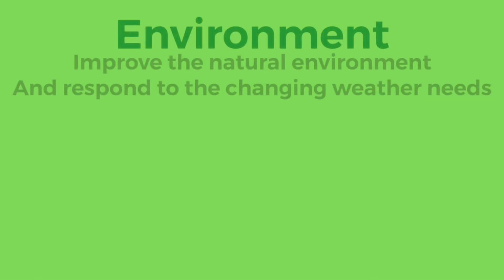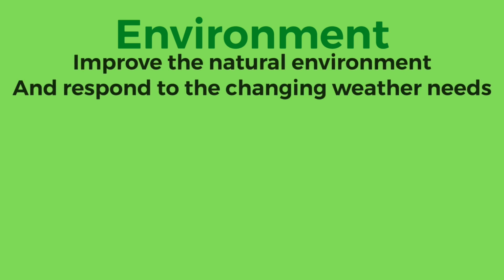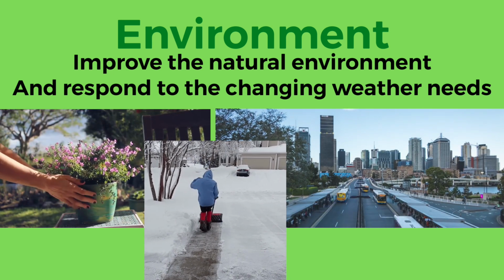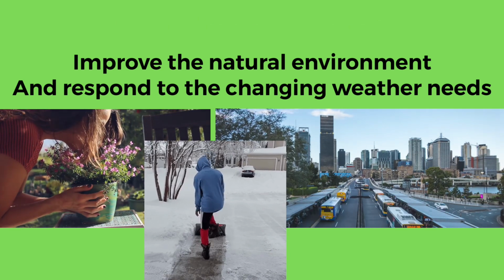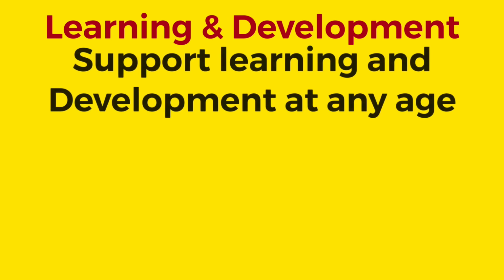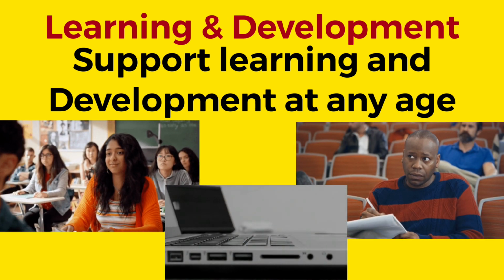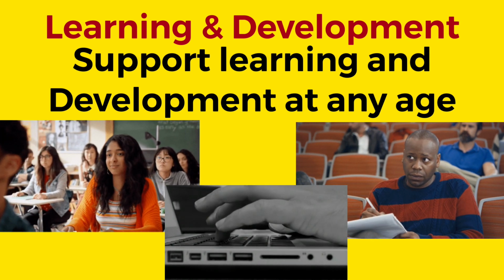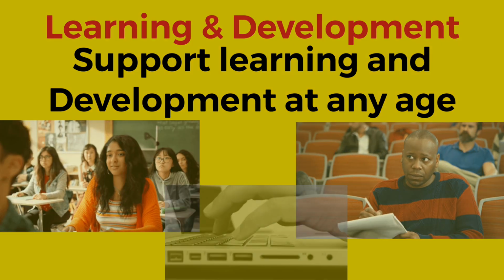Then you have environment. These are the projects that improve the natural environment of Central Providence and respond to the changing weather needs. So that would include things like litter cleanups, tree plantings, beautification projects, but that would also include snow shoveling, flood preparedness. Then we have learning and development. And this committee would really focus on a lot of different projects, but all of these projects support learning and development at any age. So this could be after-school programs for young people, or even just a space for young people to go after school. And adult learning, so ESL classes or job training programs for older people.